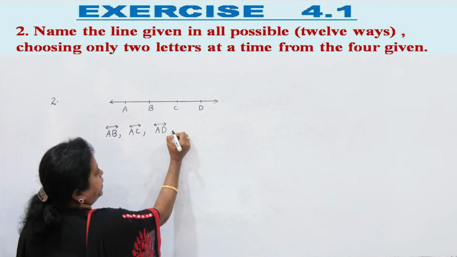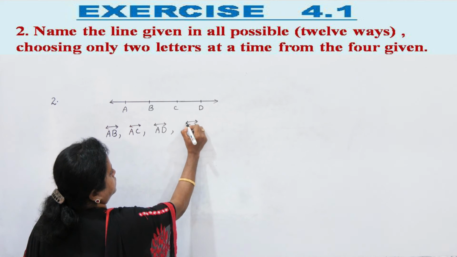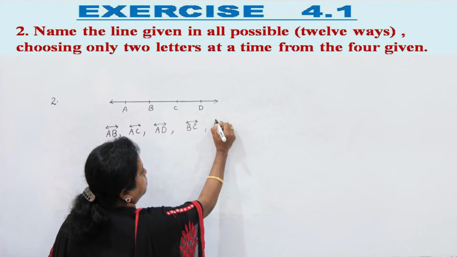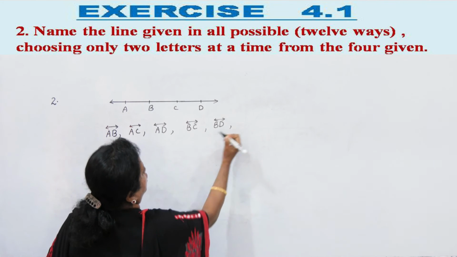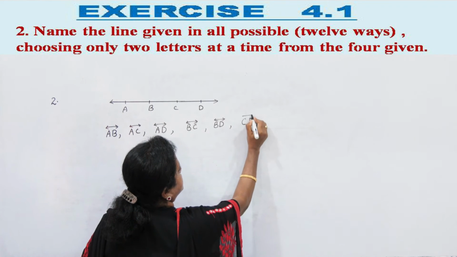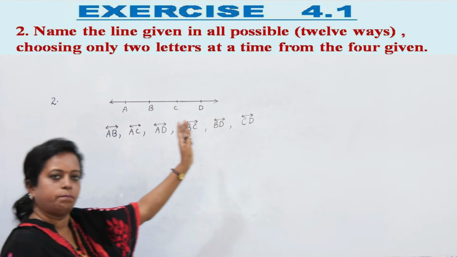Now let us start from B. It can be BC. It can also be named as BD from the point B. Now let us start from C. So how will we write? We can write it as CD. So we have used the points and named in one particular direction.